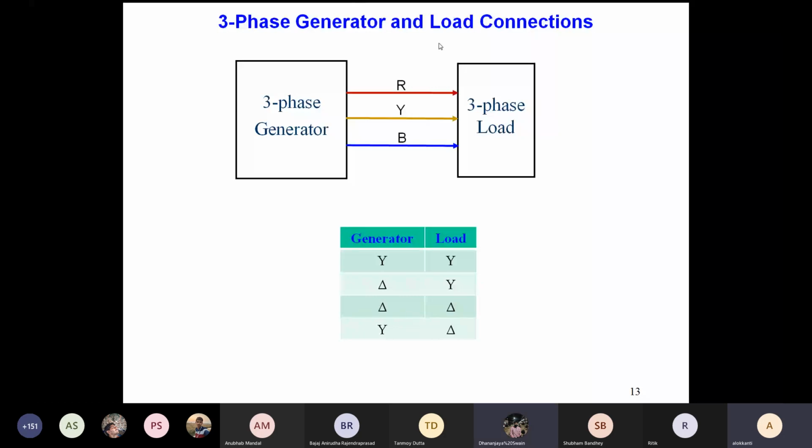Okay, sir. We'll now do examples. I mean, we'll have to handle three-phase.